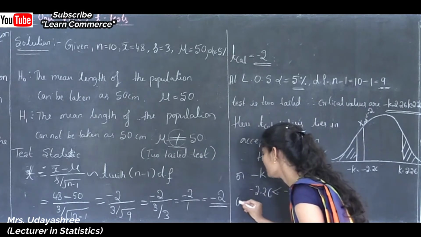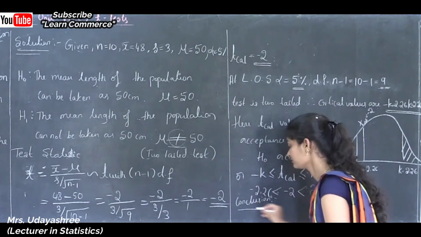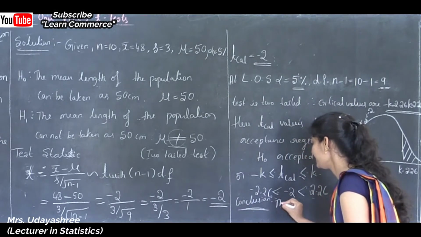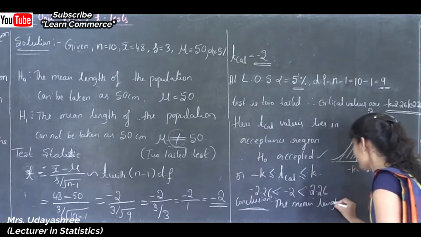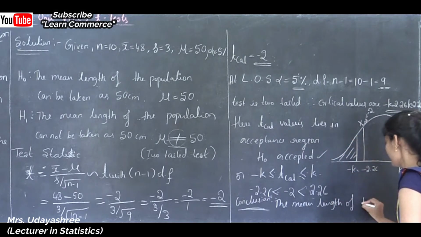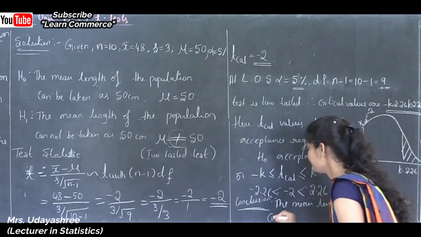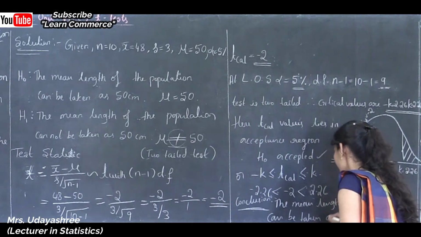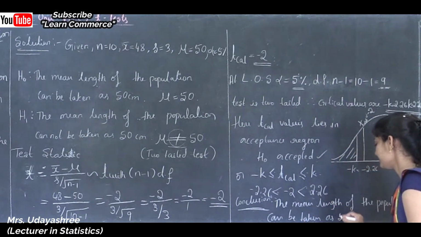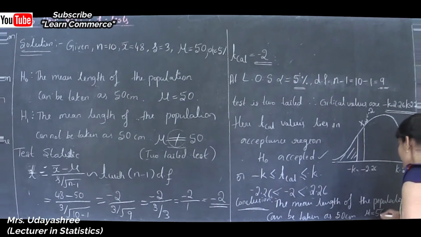Therefore, the conclusion is that the mean length of the population can be taken as 50 centimeters. That is, mu is equal to 50 cm.